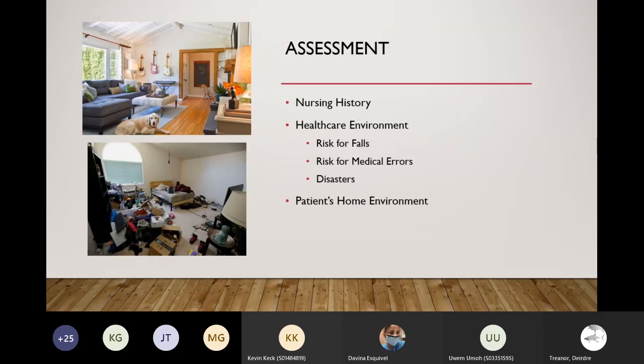So we have assessment. You get your nursing history, and that is where you ask the patient about their medications. We'll go more into assessment a little bit later. So history, health history, medication history, allergies, all those things.